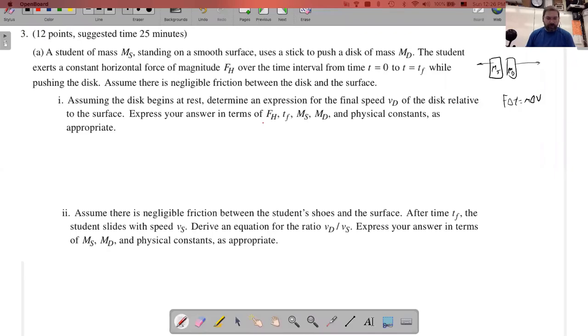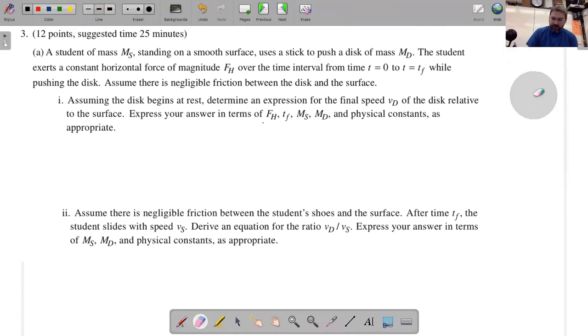All right, now problem number 3 says we have a student standing on a smooth surface, and they use a stick to push a disk of mass m sub d. The student exerts a constant force, magnitude f sub h, over a time interval from t equals 0 to t equals t sub f while pushing the disk. Assume there's negligible friction between the disk and the surface.